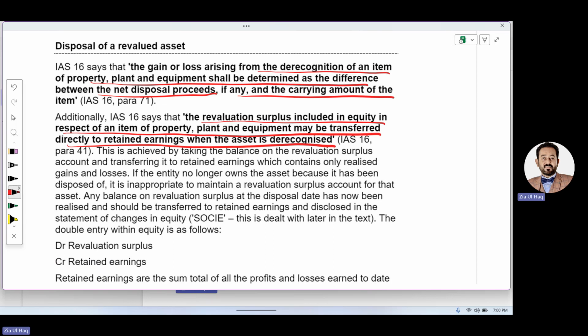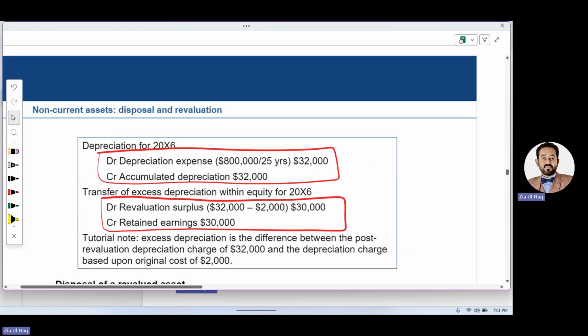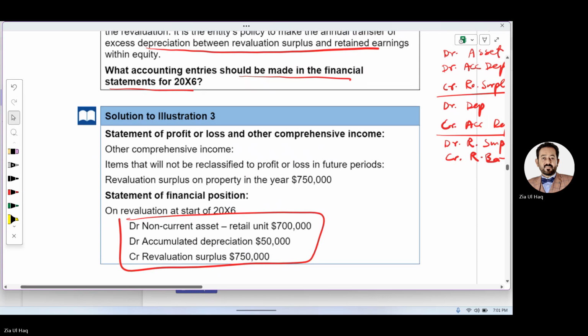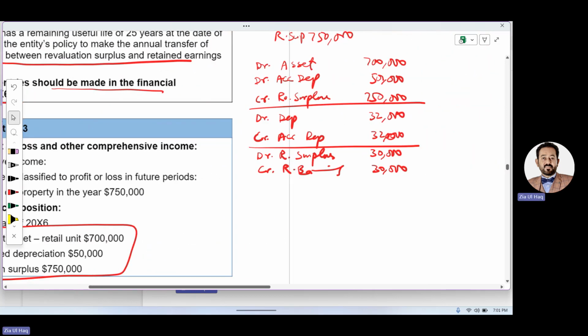If we are disposing of any revalued asset, at the time of disposal, what is the balance in revaluation surplus that will be transferred to retained earnings? We will record an entry again: debit revaluation surplus, credit retained earnings. Like in the previous question, in revaluation surplus we credited 750. Out of this 750, 30 we have eliminated. So what's remaining? It is 720.